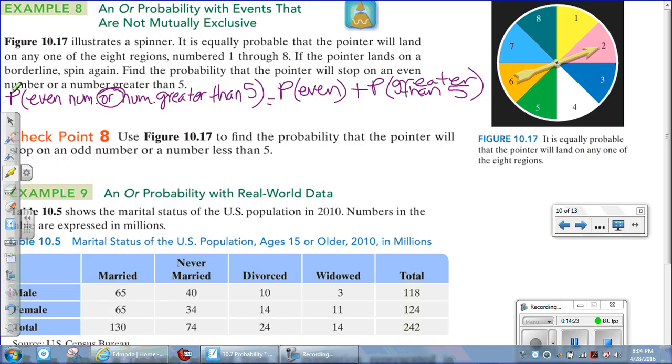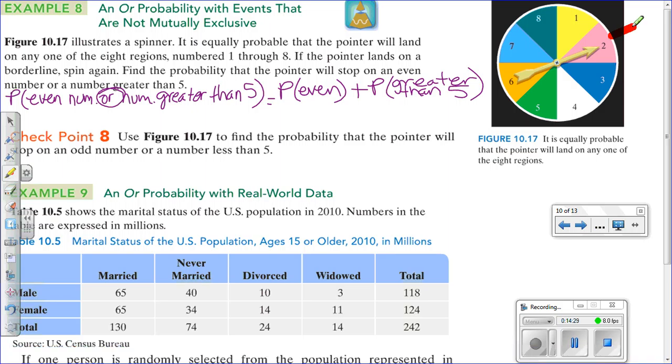So let's see. Even numbers, we have 2, we have 4, we have 6, and we have 8. But out of those 4 even numbers, how many of those are greater than 5? And the answer will be 6 and 8. Only 2 of them.